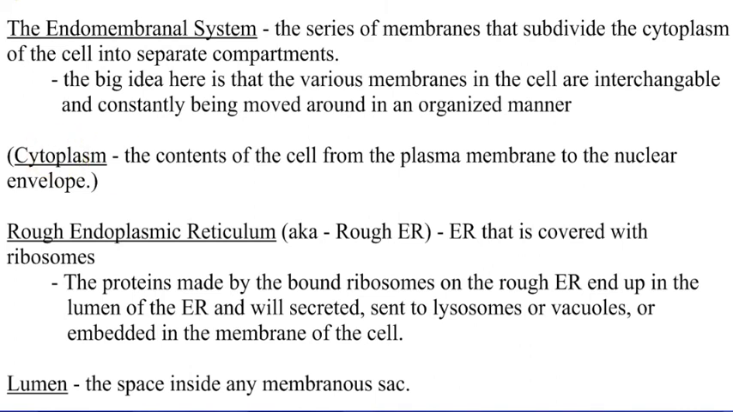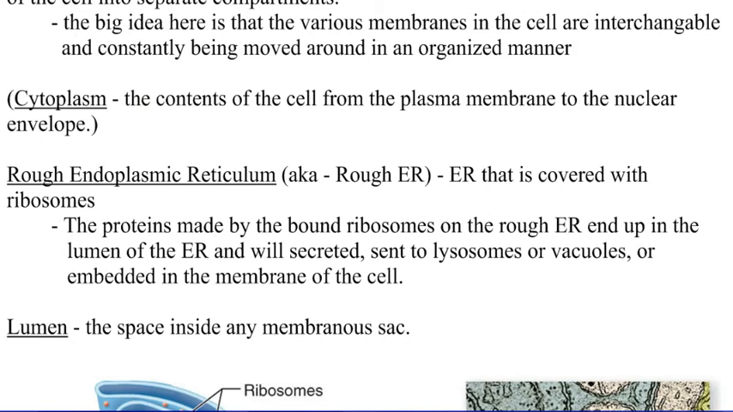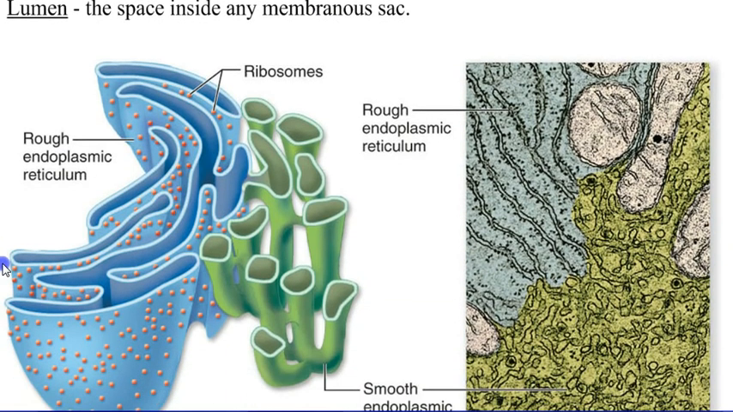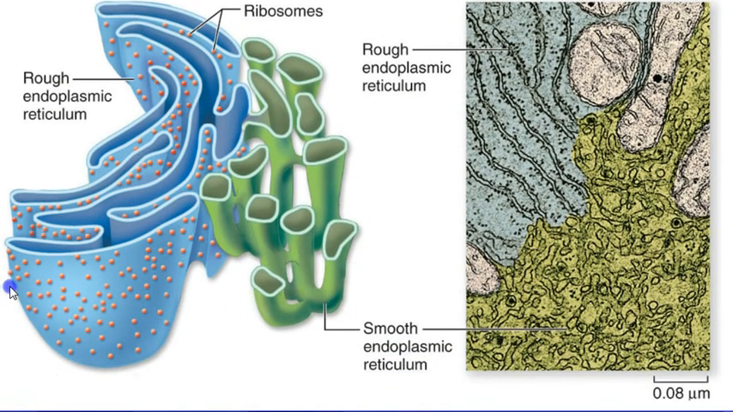So let's look at one of these compartments. We have what's known as the rough endoplasmic reticulum. Nobody actually calls it that; everybody just calls it the rough ER. It's rough because when you look at a picture of it, it appears to be kind of like sandpaper.